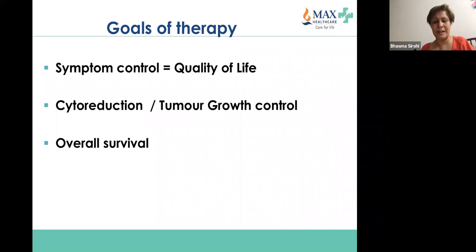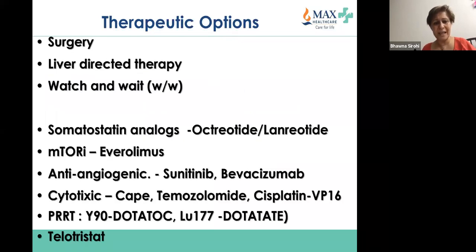The second goal is cytoreduction or tumor growth control. And of course, living longer is the most important thing that we want for our patients. These are the treatment options: surgery, liver-directed therapy, and watch and wait.